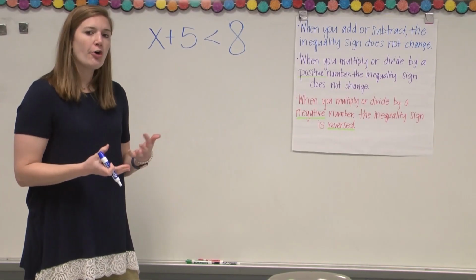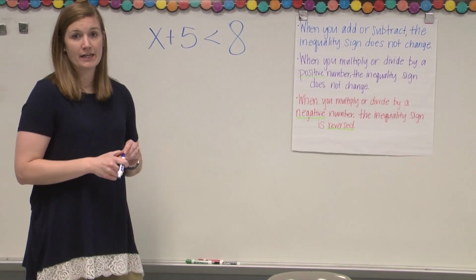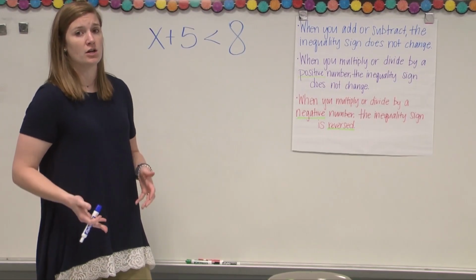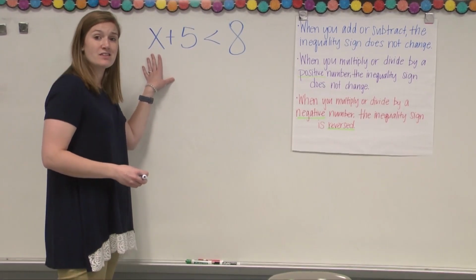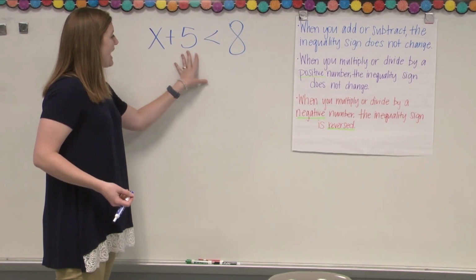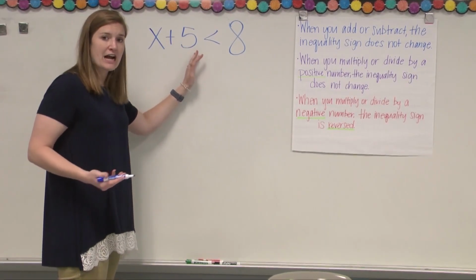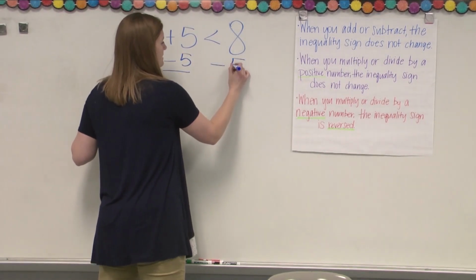Now, recall that solving an inequality is very similar to solving an equation. So we're going to use those inverse operations that we would use when solving an equation to solve this inequality. So if I'm trying to isolate the variable or get the x by itself, I'm looking at the fact that we're adding 5, and the inverse operation of adding 5 is subtracting 5. So we are going to subtract 5 from both sides.